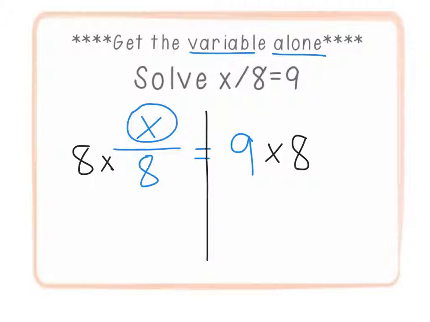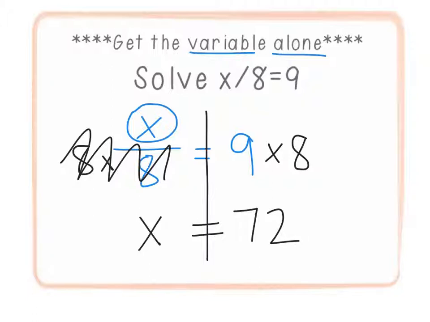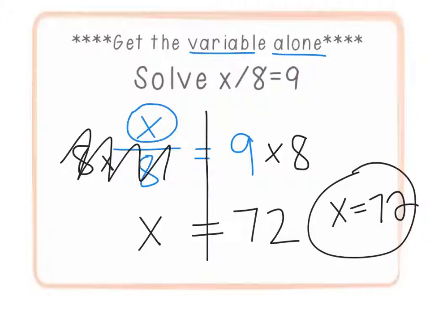This is where a lot of us forget to do it to both sides. So it cancels this side out, and I'm left with x. And I know that 9 times 8 equals 72. So my solution is x equals 72. If I wanted to check my answer, I would plug my solution over here in for x, and I would put it up here, and I would know that 72 divided by 8 equals 9.